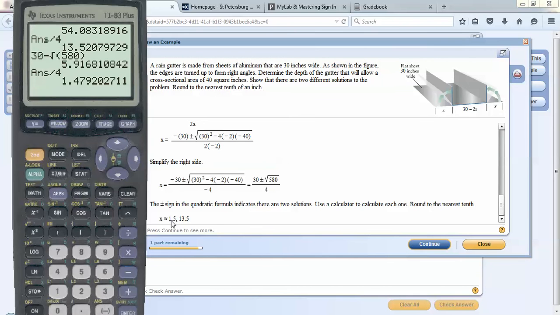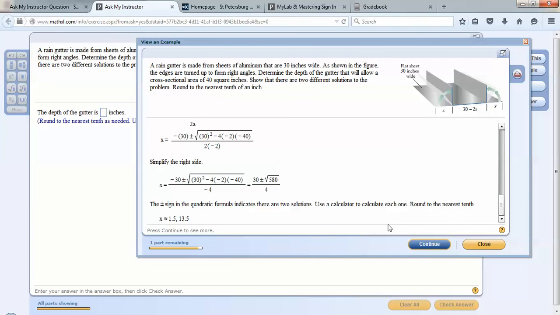And that's where they get the 1.5 from. They round it to 1 decimal place. I hope that helps. I'm not sure that answered your question entirely, but let me know if it doesn't.